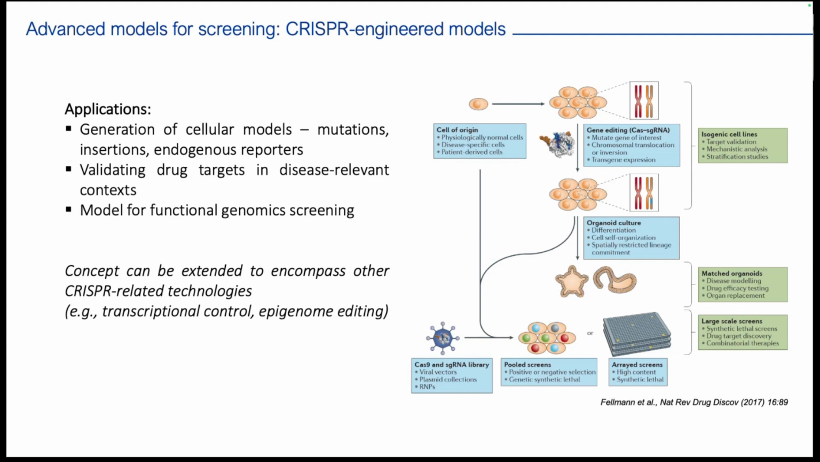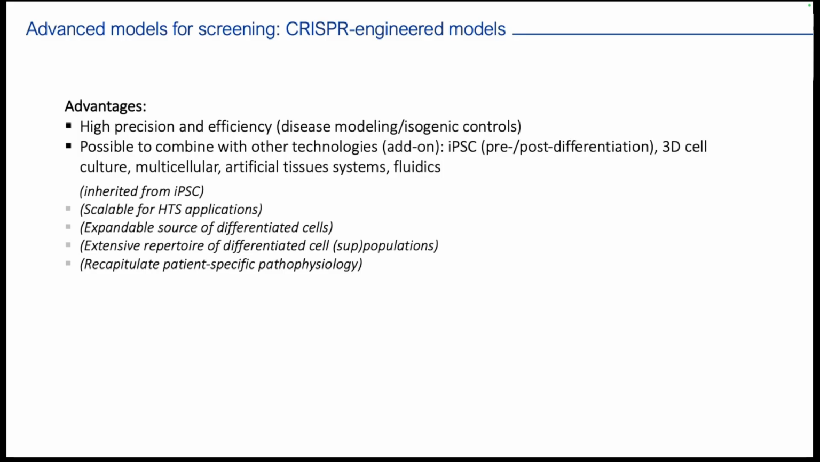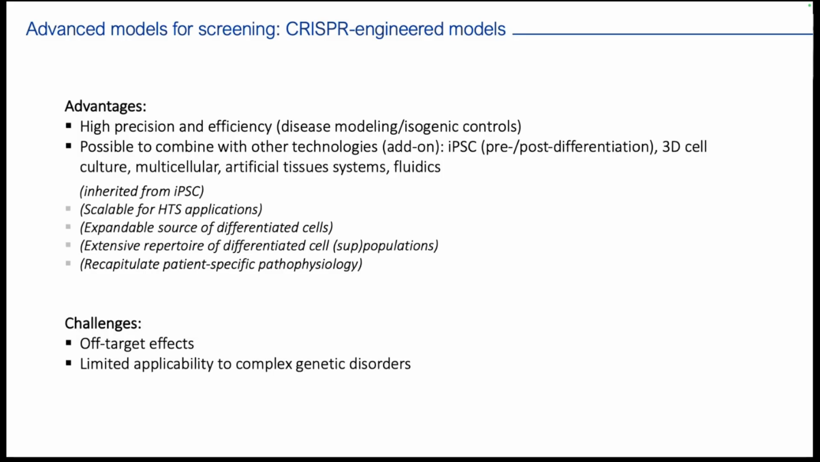So you can use CRISPR in different ways. Here, again, advantages and disadvantages, and the main advantage here would be that if we want a really sophisticated model, we can combine CRISPR with iPS, create an isogenic model, and then compare treatments and so on, bringing all the advantages that we have seen from the iPS.